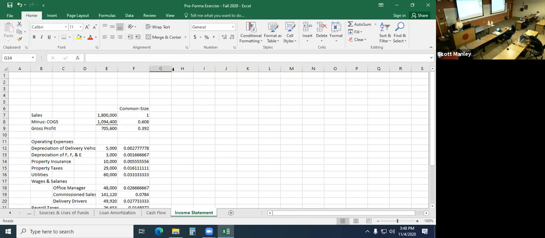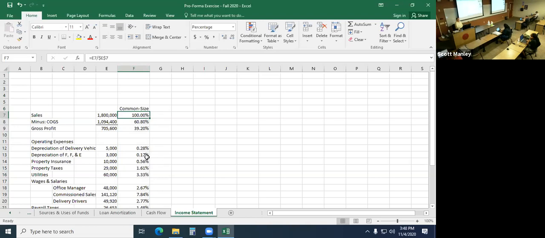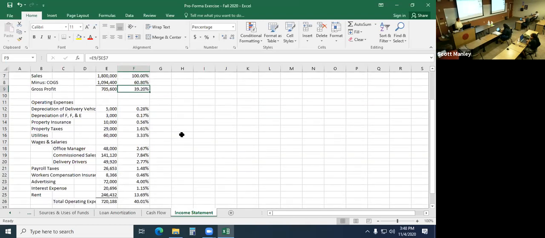So if we change our formatting here to percentage, here's something I want you to do. Nowhere else do I want you to show me any decimal places, but here I want you to show me 2 decimal places. So sales is 100.0% of sales. Cost of goods sold is 60.8% of sales. Gross profit is 39.2% of sales.